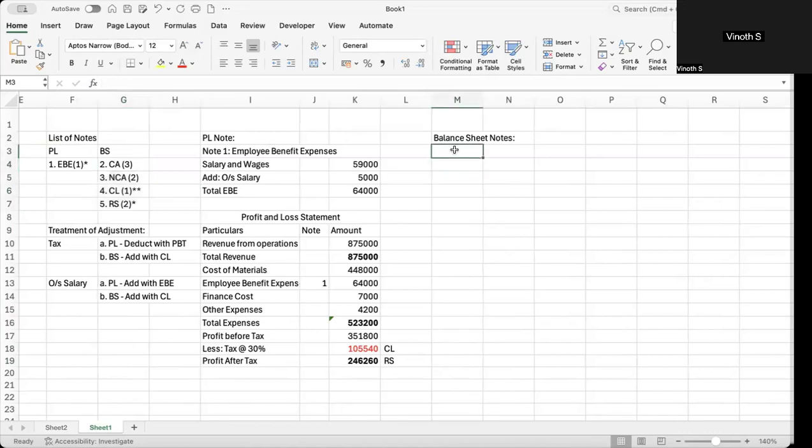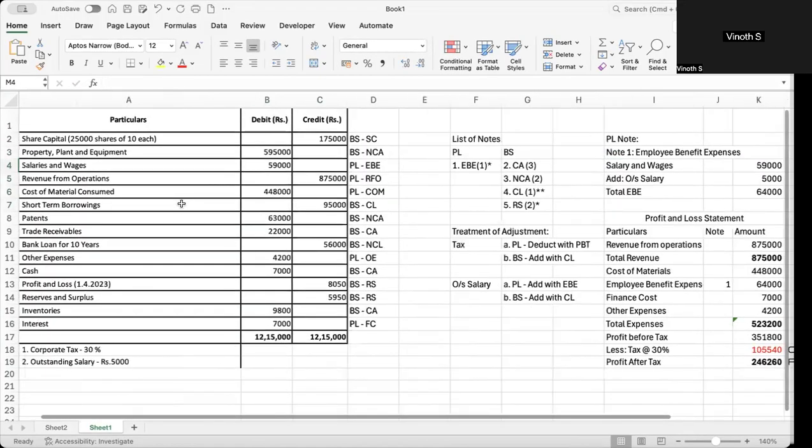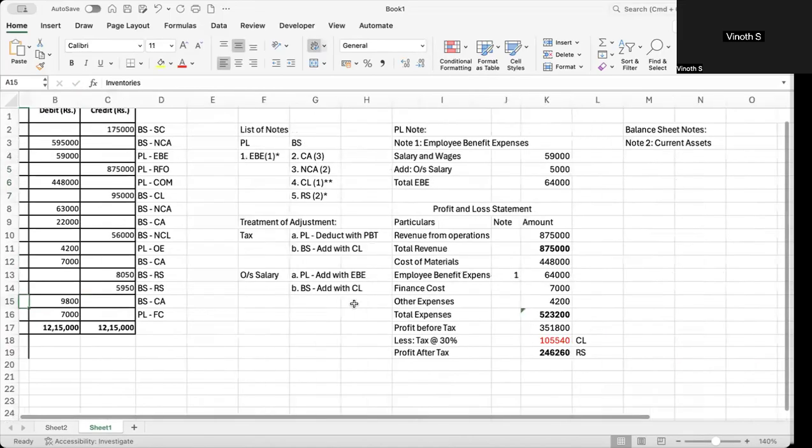So note number 2, current assets. First, 3 current assets are there in this question. The first is trade receivable, second is cash, third is inventory. Okay, we will come one by one.